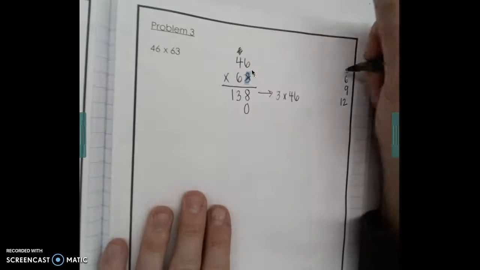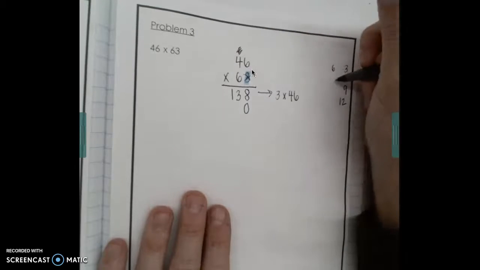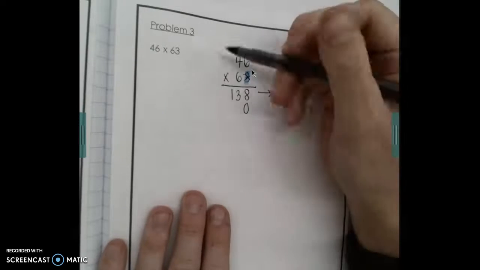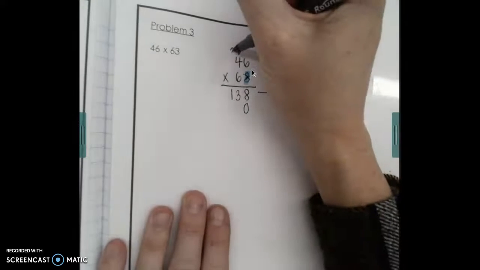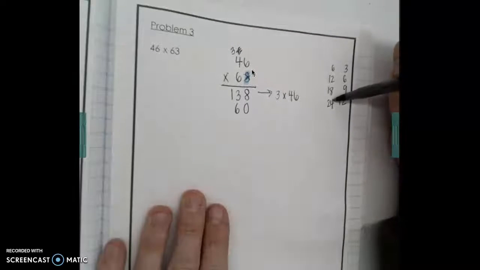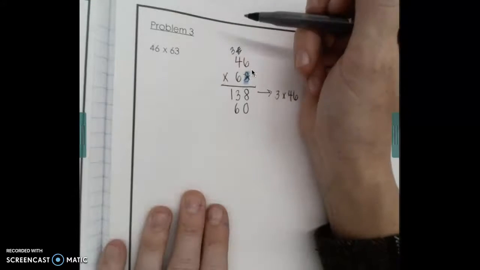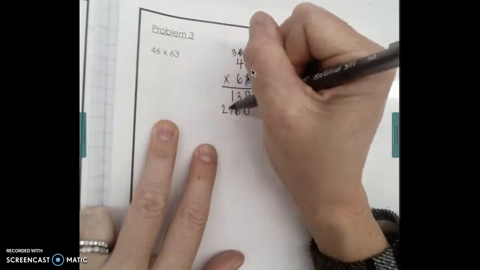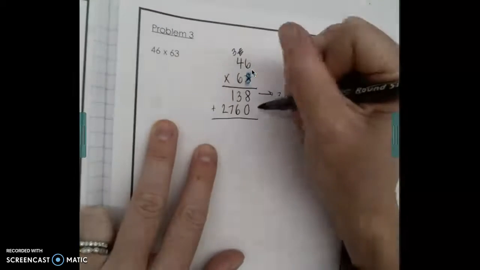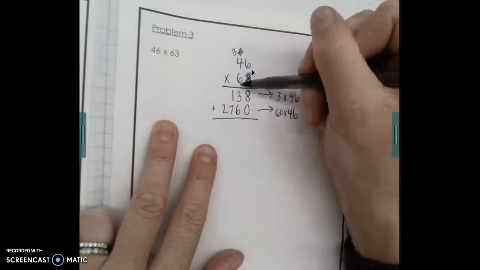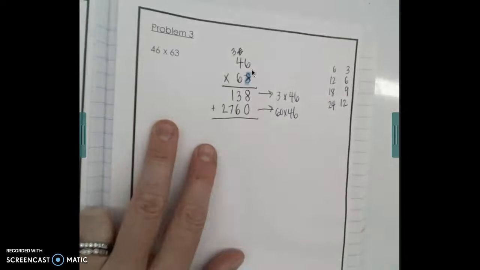So again, we put our 0 to show it as a placeholder. 6 times 6, if you need to, do your skip counting down the side. But I know that 6 times 6 is 36. I'm going to put 3 on top, 6 down below. 6 times 4, 24 plus 3, 24, 25, 26, 27. And then I add both those partial products. This one was 60 times 46, right? 6 in our tens place times the 46 on top.